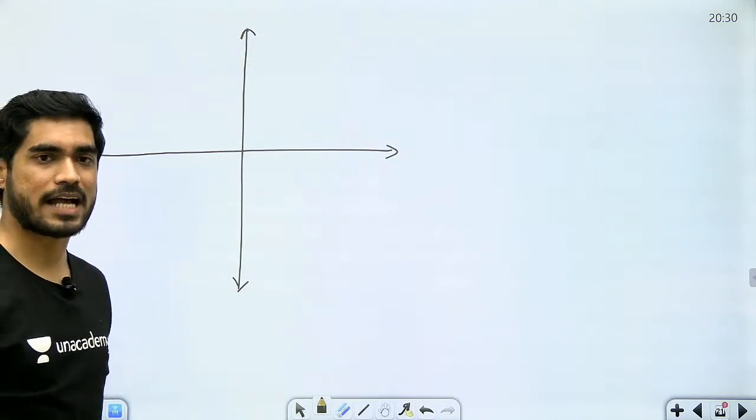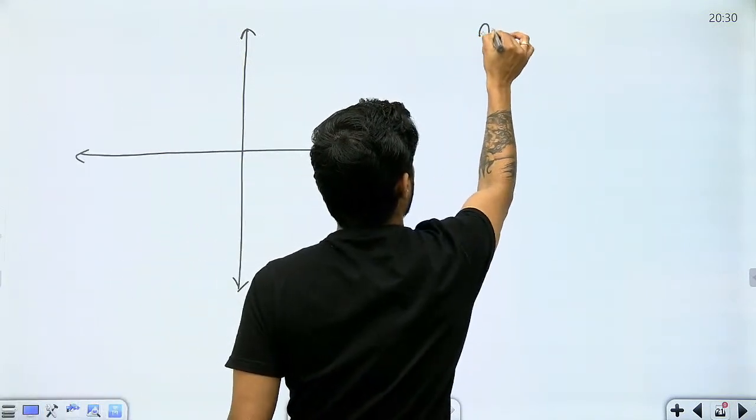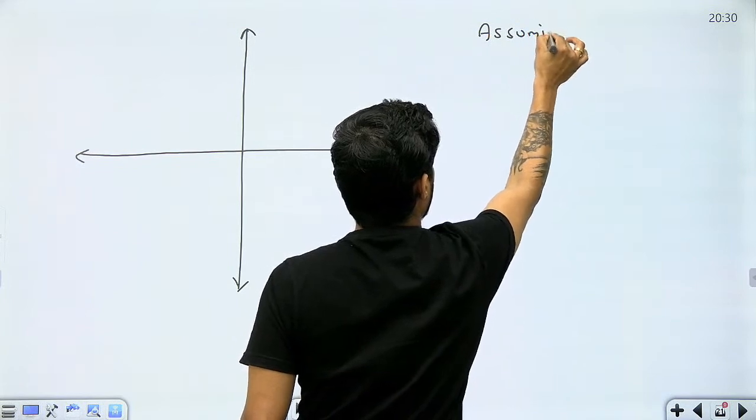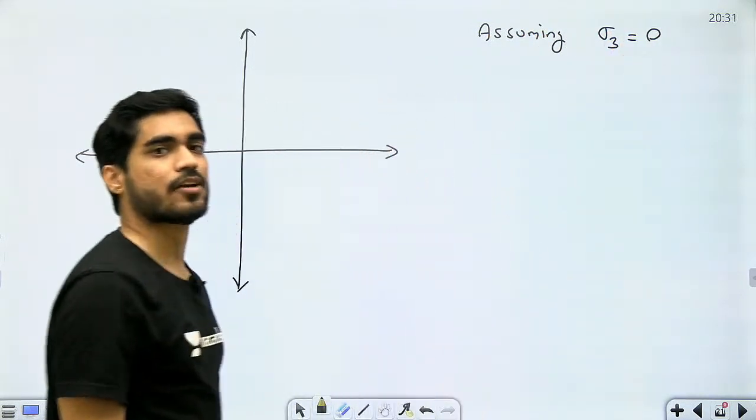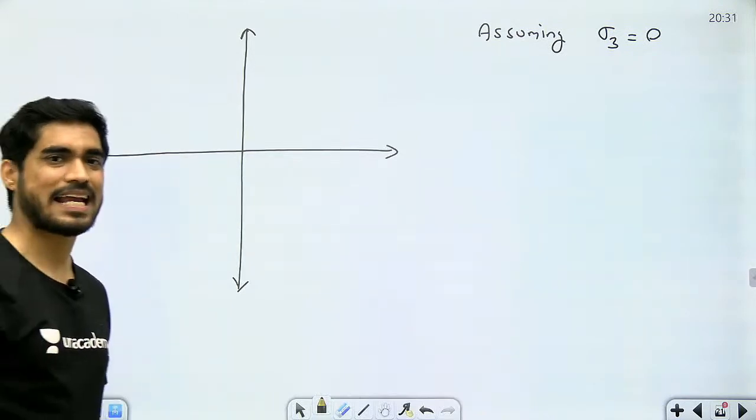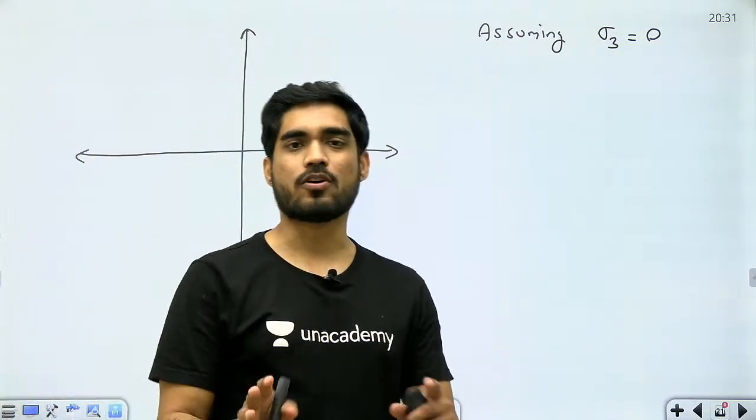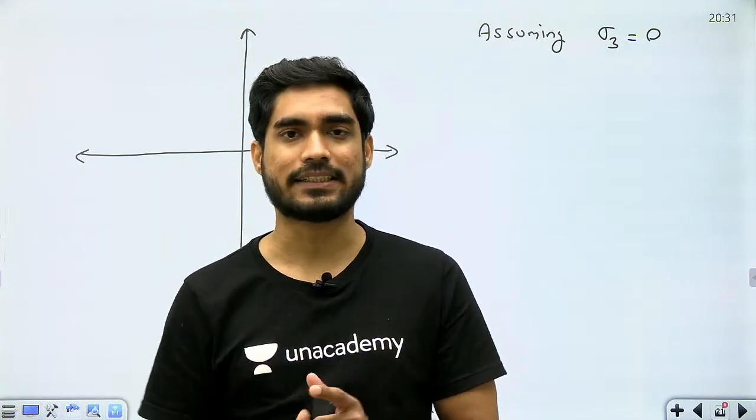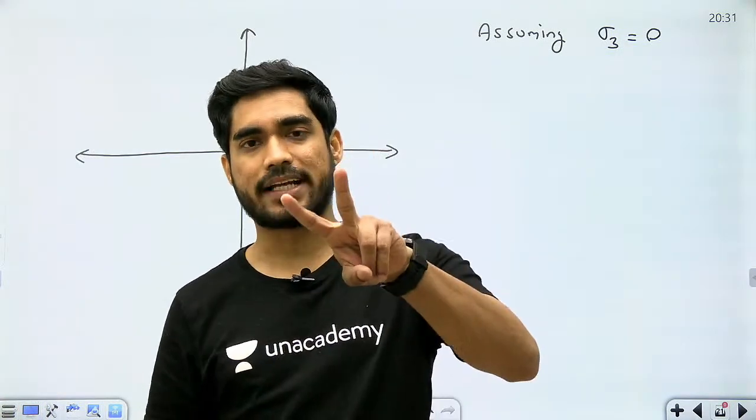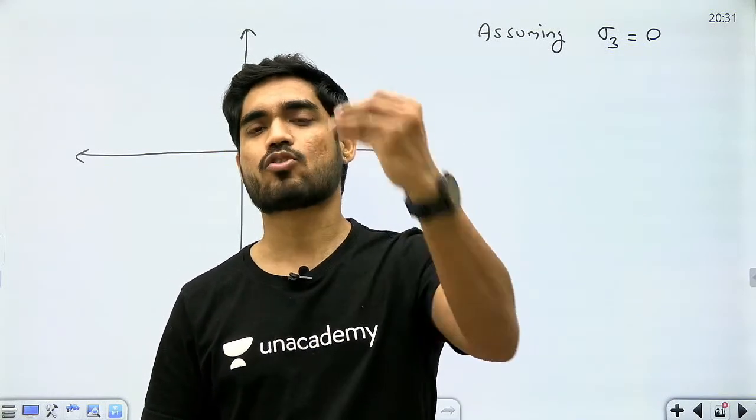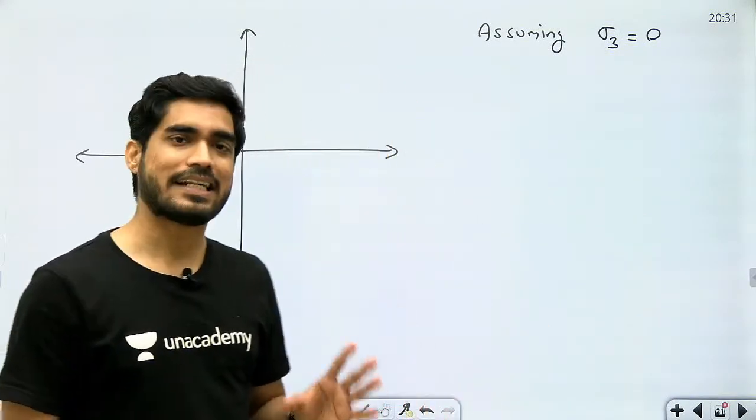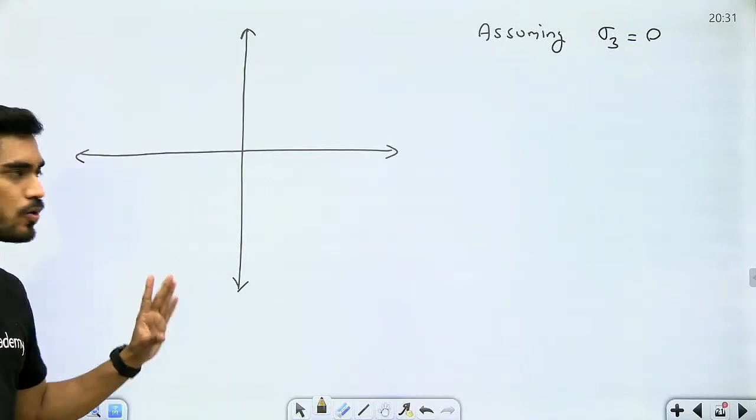ठीक है, पहले हम लोग क्या assume करेंगे? We are going to assume sigma 3 is 0. Biaxial stress. Biaxial stress मतलब there is no stress in z direction, third direction. There are only stresses in two directions. So we will get sigma 1, we will get sigma 2. Sigma 3 is going to be 0. That is biaxial stress. Okay.